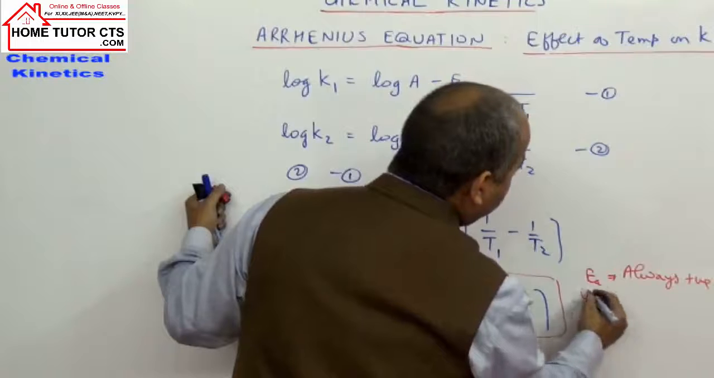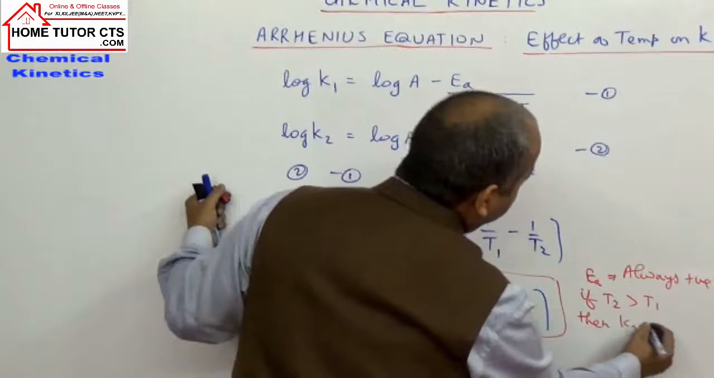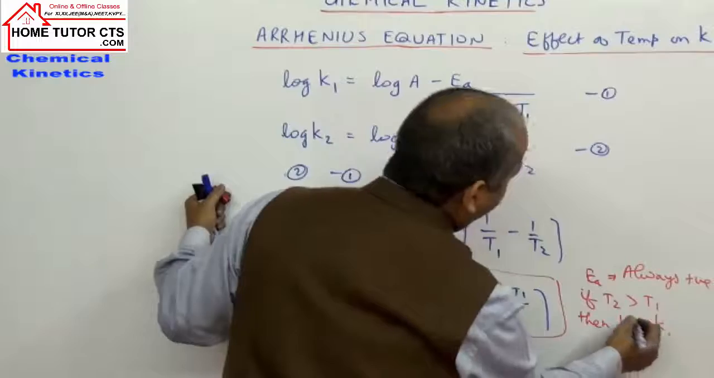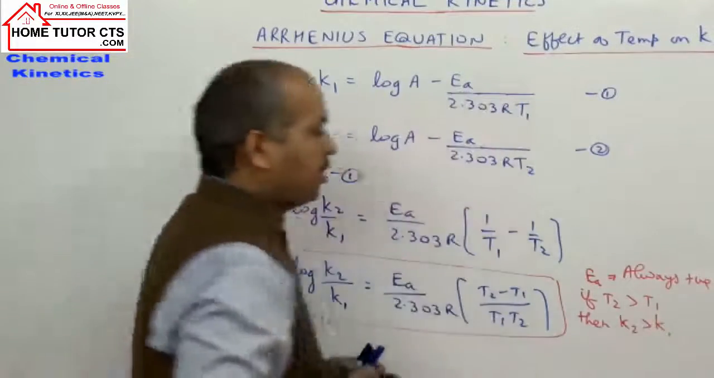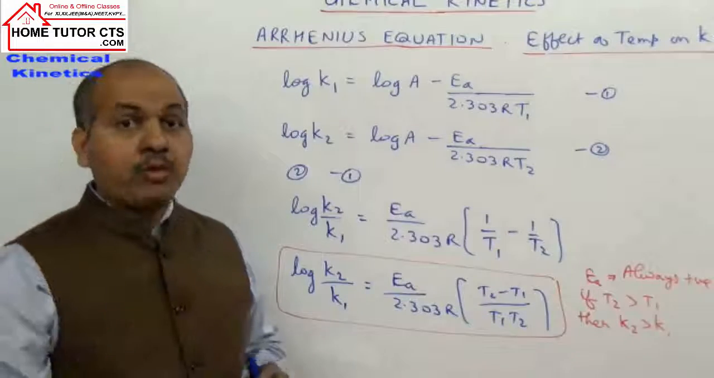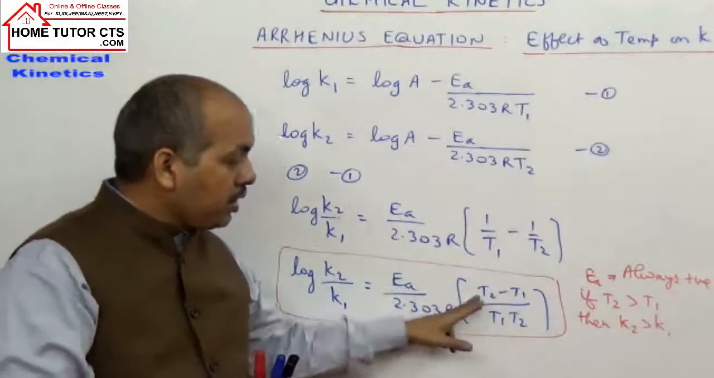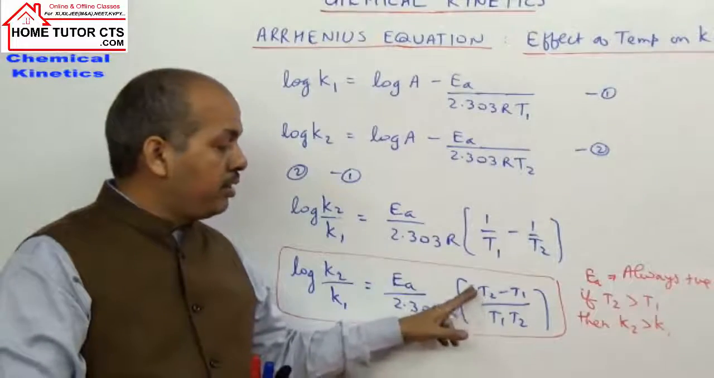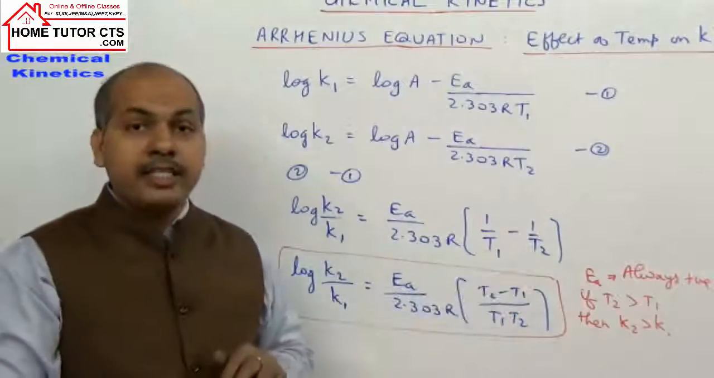So if T2 is more than T1, then K2 becomes more than K1. For all the reactions, the Ea value is always positive. It cannot be negative. So what happens if Ea is positive? Then with rising temperature, if T2 is more than T1, this positive value increases.